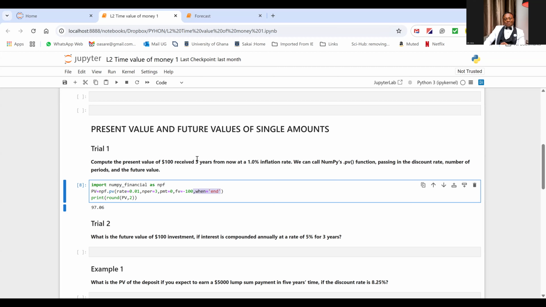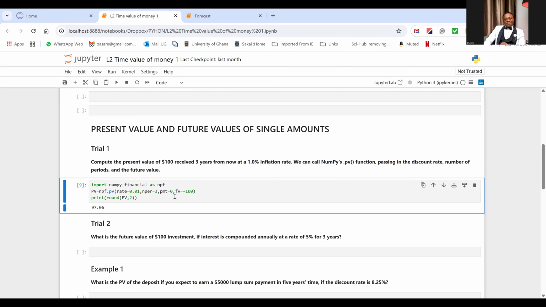I'm going to remove the when. Do you see my screen? Yes, I can see your screen. I just removed the when, and I'm going to run it again. You get the same thing. So the when is not useful here at this stage. And you can try it also on yours. Okay.